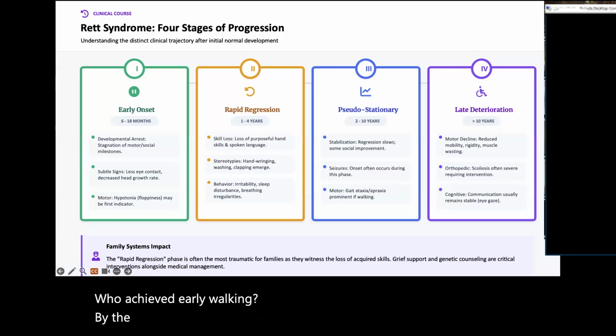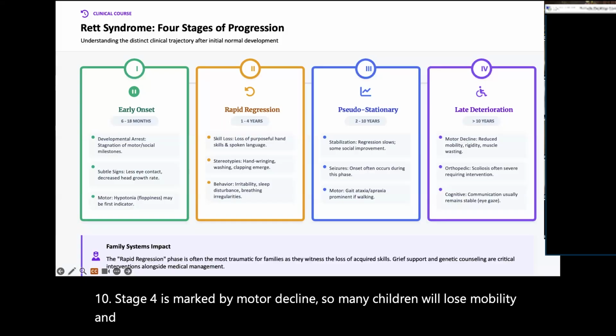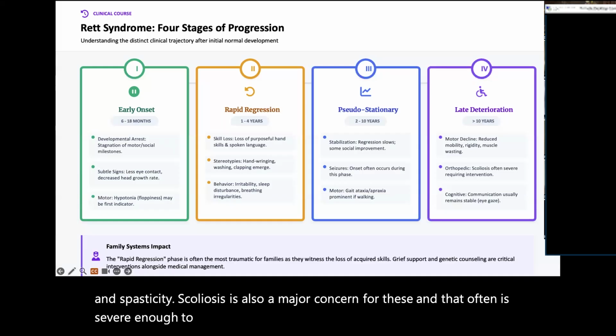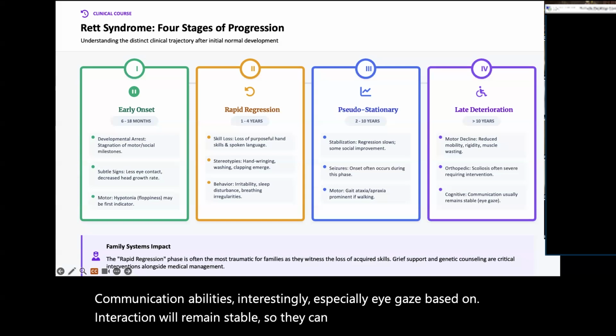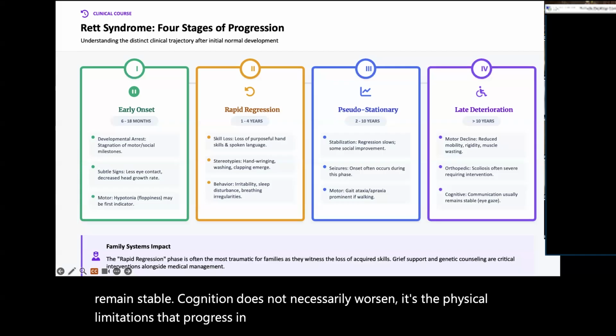By the time you get to stage four, this is late deterioration, greater than age 10. Stage four is marked by motor decline. Many children will lose mobility and tone abnormalities shift from hypotonia earlier in life to rigidity and spasticity. Scoliosis is also a major concern, and that often is severe enough to require orthopedic intervention, be it bracing or surgery. And communication abilities, interestingly, especially eye gaze based interaction, will remain stable. So they can communicate, and eye gaze will remain stable. Cognition does not necessarily worsen. It's the physical limitations that progress in stage four.